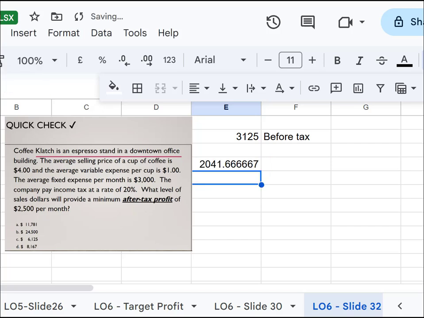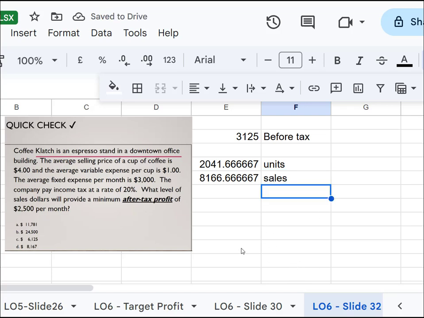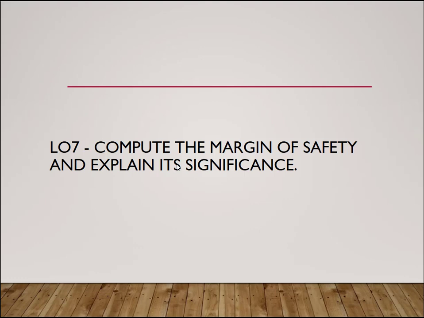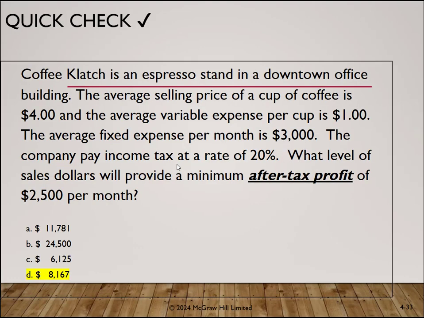And that gives me my number of units. And then that times my $4 sales price gives me my total sales that I need to hit. So this is units and this is going to be sales. Awesome. All right, so let's take a peek. And we see that D is in fact the correct answer. So just making sure that we calculate everything first in before-tax dollars before applying our same target profit formula to it. Awesome. That's it for this video. I will see you in the next.